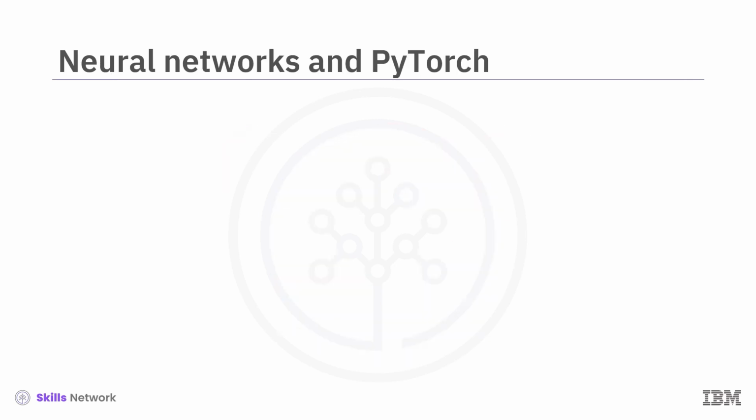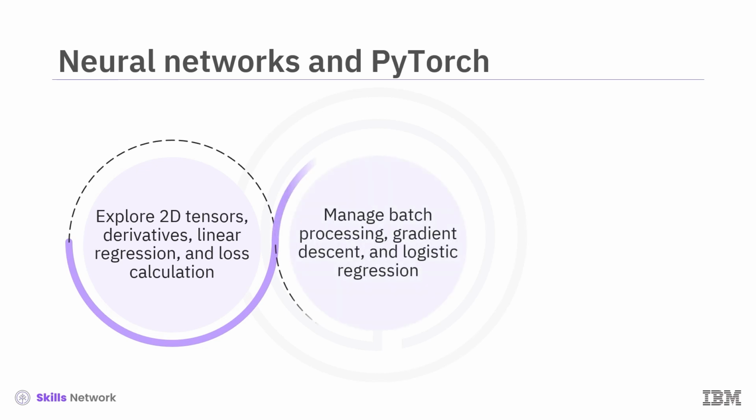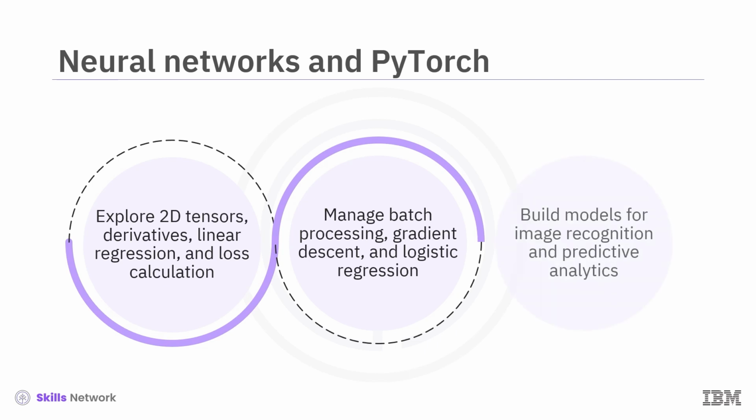Develop essential skills in PyTorch for designing, training, and optimizing neural networks. You'll explore 2D tensors, derivatives, linear regression, and loss calculation, along with batch processing, gradient descent, and logistic regression, key techniques for building models in areas like image recognition and predictive analytics.